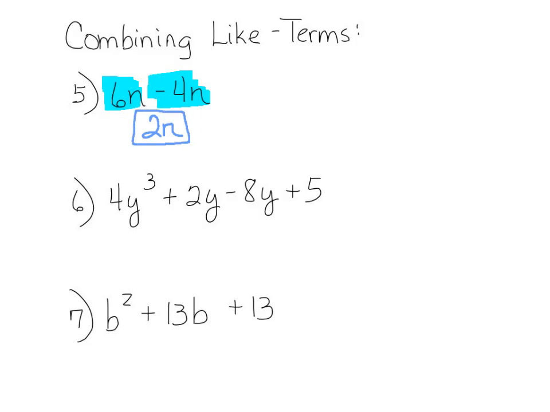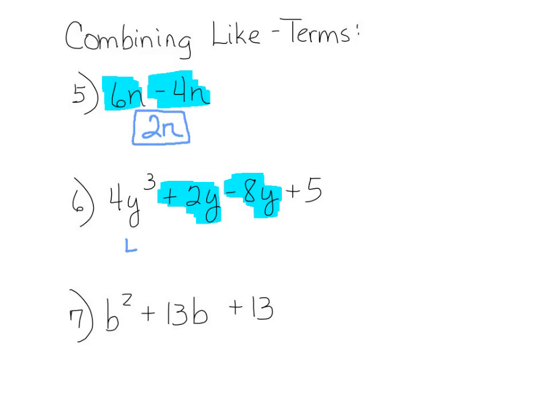Okay? All right, number 6, take a look. 4y cubed plus 2y minus 8y plus 5. So we have y cubed terms, we have y terms, and we have a constant of 5. So if you could just identify which terms are like terms, that makes this way easier. So we have two like terms, positive 2y and negative 8y can be combined, and that's what we'll do. We'll simplify it that way.